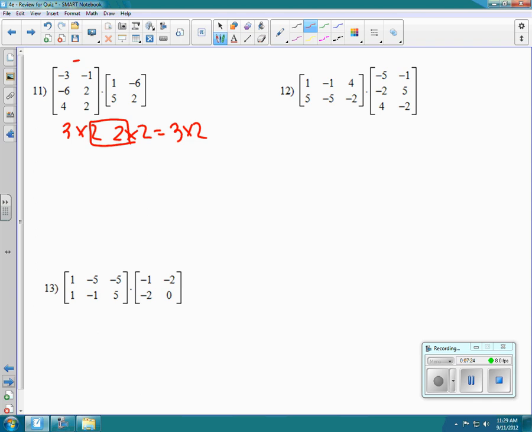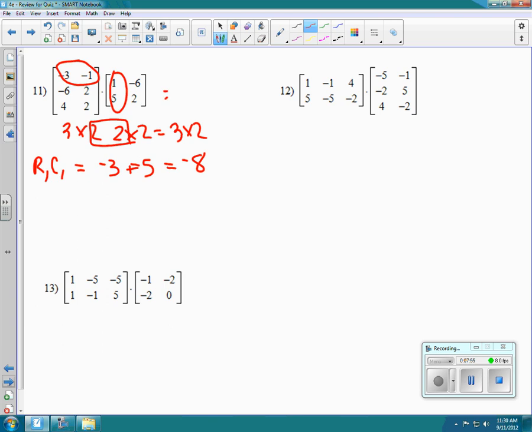I'm always going to look at the row in the first matrix and the column in the second matrix. That's where I'm going to focus on. So I'm going to keep a little tally down here for myself. If I take row 1, the first thing I'm going to multiply it by is column 1. And I'm going to multiply the first term in each. So negative 3 times 1 is negative 3. And negative 1 times 5 is negative 5. And if I add these together, I get negative 8.